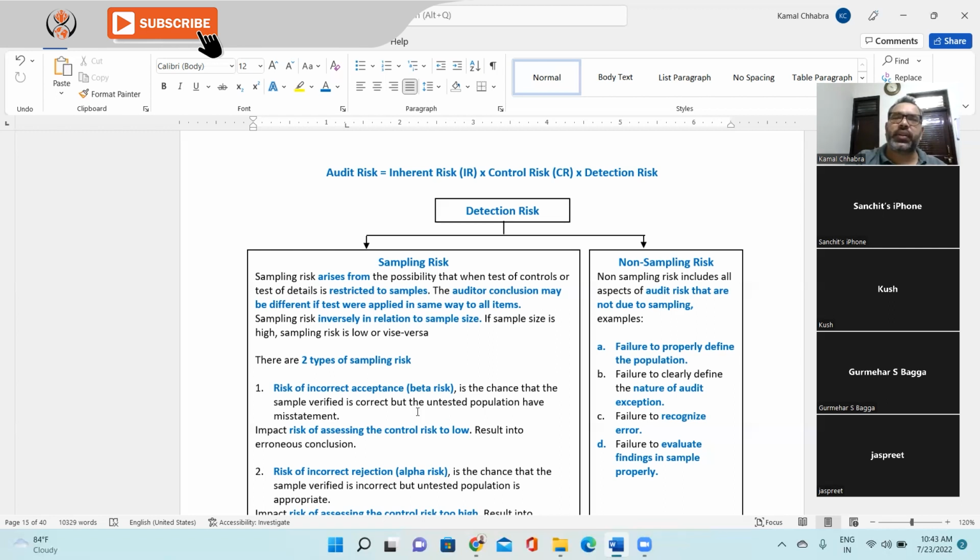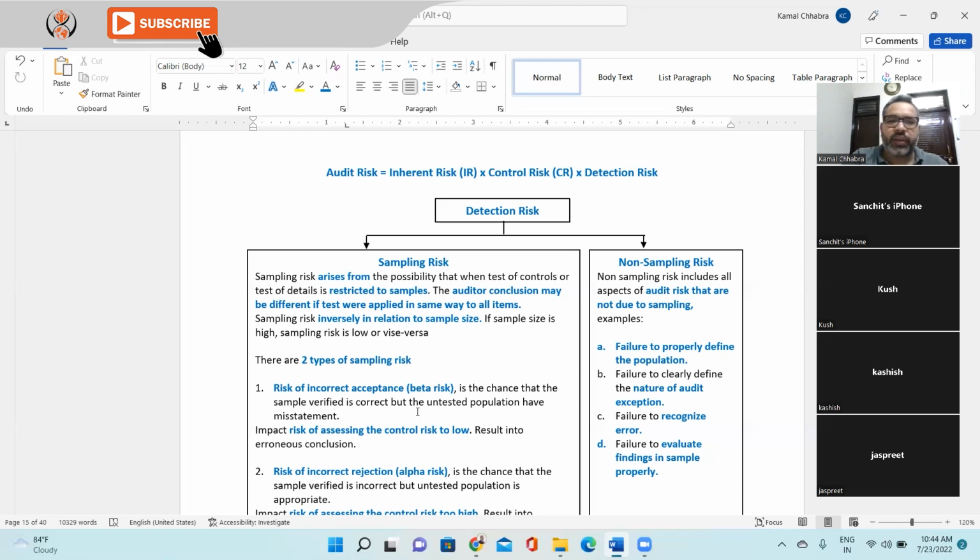And detection risk is basically those risks that our auditor will not be able to detect. Like when we are doing the audit, we might miss a transaction or anything. Yeah, we are not able to detect that risk, right?